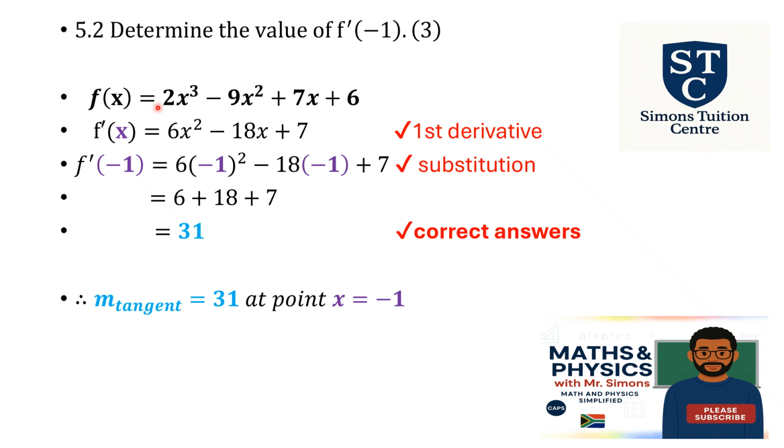So we're given 2x cubed minus 9x squared plus 7x plus 6. 3 times 2 gives me 6. 3 minus 1, 2. 2 times negative 9, negative 18. 2 minus 1 is 1. 1 times 7 gives me 7. x and 6 fall away. So there we have x squared becomes minus 1 squared. That gives me 6 plus 18 plus 7, 25 plus 6 gives me 31. So the gradient of my tangent equals 31 at point x equal minus 1.